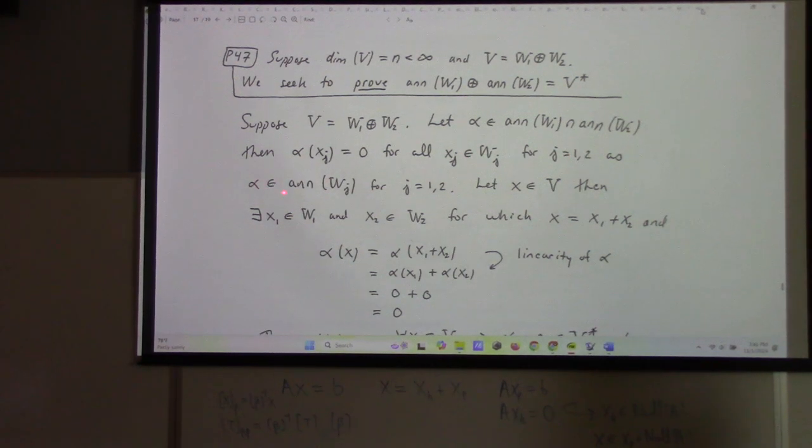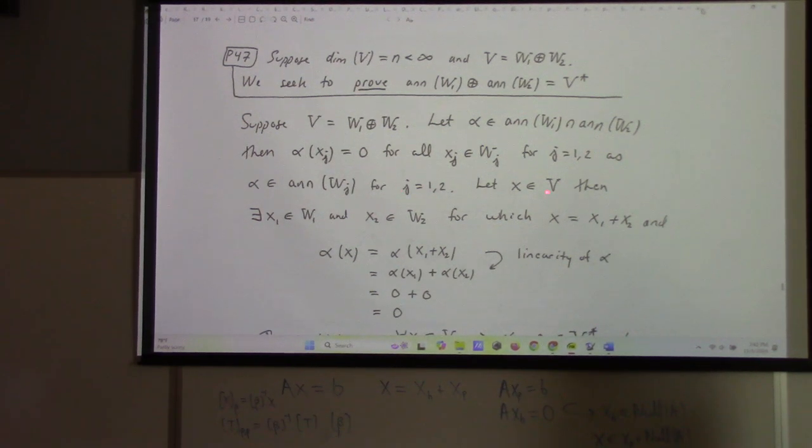Now, if X is an element of V, then there exists, in fact, I could put an exclamation point here because there's a unique X1 and a unique X2 such that X1 plus X2 equals X. The uniqueness doesn't really matter to us here, but technically they're unique. And as such, when I take alpha of X, I've got alpha of X1 plus alpha of X2 by linearity. But this is 0 and 0, so we get 0.